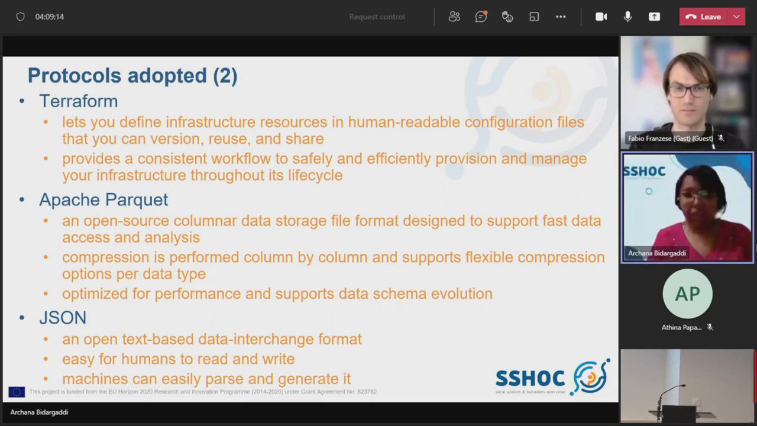Last is the JSON protocol, which we have used for metadata communication. JSON is an open text based data interchange format, and Colectica supports JSON format. This has been very easy for us to adopt in our API. So all our consumption of metadata happens in JSON format. It is easy to read for humans, and machines can also parse and generate it. There's a lot of debate going on between JSON and XML. I won't go into it, but for us, JSON works, and not just in this project, but in many projects, we are moving towards JSON rather than XML.